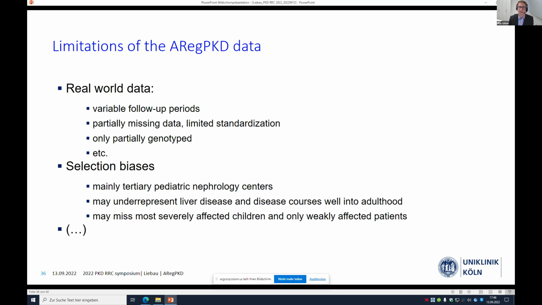This is real-world data. There are variable follow-up periods. There's partially missing data. We did try to standardize a lot of things, but obviously this is limited in this setting. We have a partially genotyped cohort. There may be selection biases because these are mainly tertiary pediatric nephrology centers contributing. So it may underrepresent liver disease, it may underrepresent disease courses that go well, maybe into adulthood, and we may miss most severely affected children that pass away because the centers may not want to approach these families, and only weakly affected patients because they may not make it to tertiary centers.